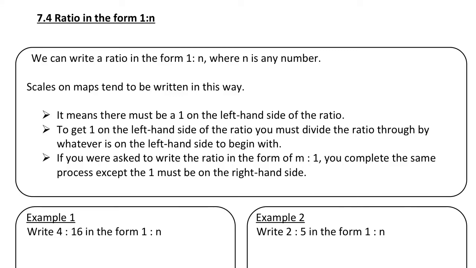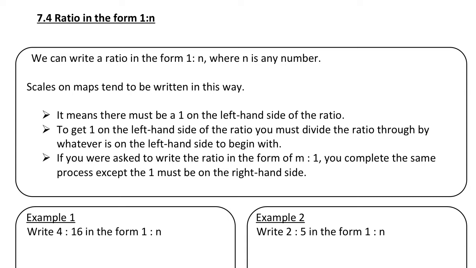7.4, ratio in the form 1 to n. So right at the start of ratio, we said that we don't like them in fraction form or decimals. We like them in whole numbers. But there are times when we do want to write it in the form of 1 to something, where n can be any number, decimal, fraction, or whole number.